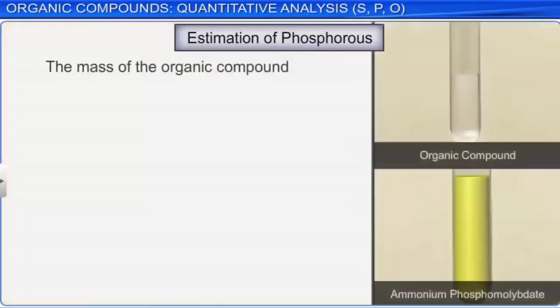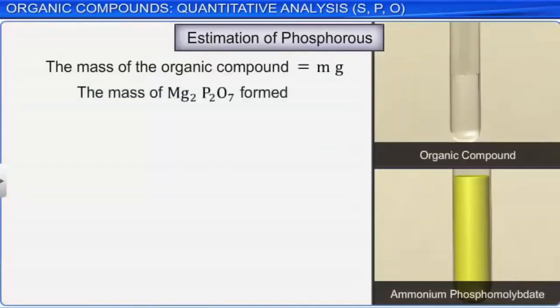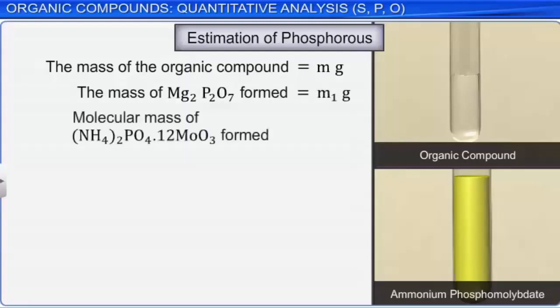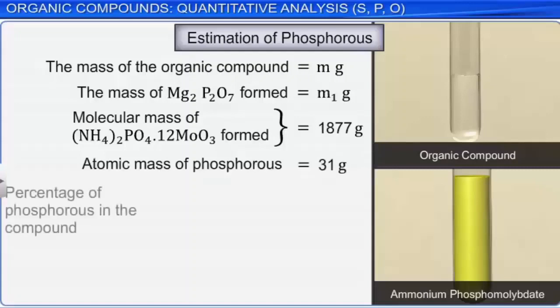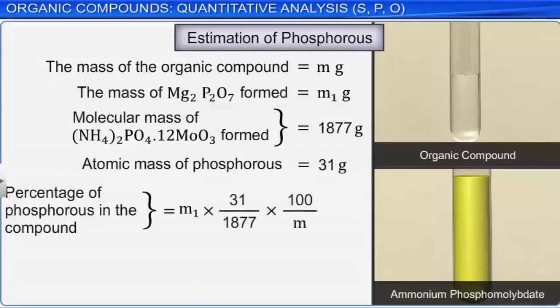Let the mass of the organic compound taken be m grams and the mass of ammonium phosphomolybdate be m1 grams. The molecular mass of ammonium phosphomolybdate is 1877 grams. Atomic mass of phosphorus is equal to 31 grams. Therefore, the percentage of phosphorus present in the compound is m1 multiplied by 31 multiplied by 100 divided by the product of 1877 and m.